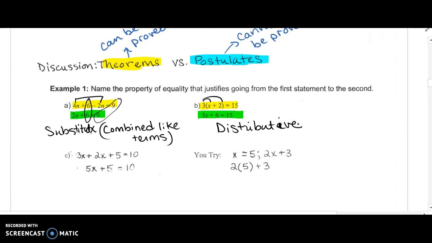Part C, let's look at this one. 3x plus 2x plus 5 equals 10. And then the second line, 5x plus 5 equals 10. Looks like the 5 didn't change and the 10 didn't change, but this 3x and 2x, they put together. They combined like terms again. So again, this is substitution.